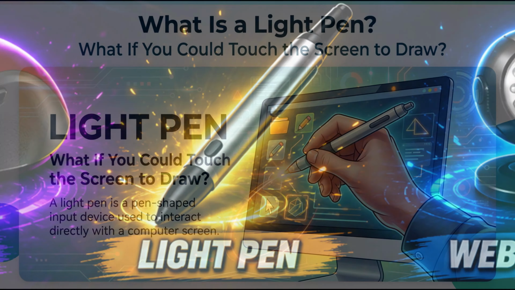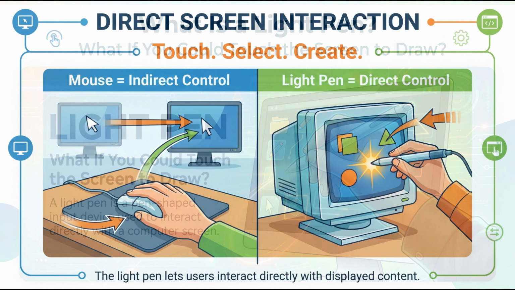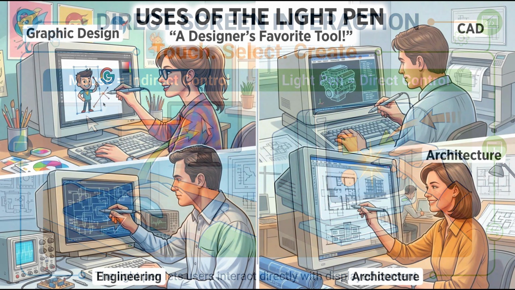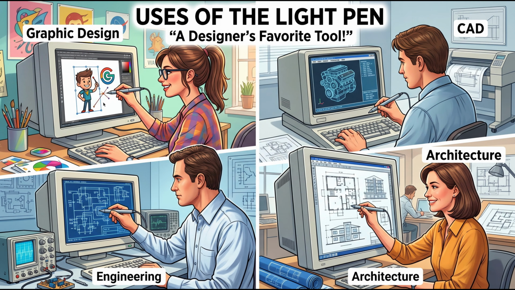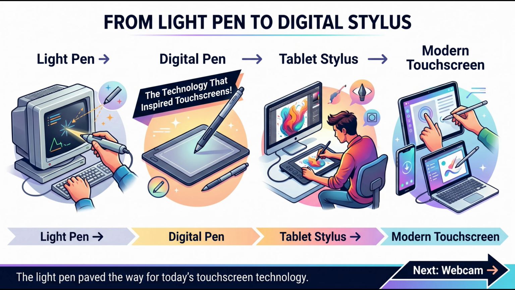A light pen is a pen-shaped input device used to interact directly with a computer screen. Users can point, draw, write, or select objects by touching the screen with the light pen. Light pens were especially useful in earlier computer systems for graphic design, engineering drawings, and computer-aided design applications. Unlike a mouse, which controls a cursor indirectly, a light pen allows direct interaction with displayed content.